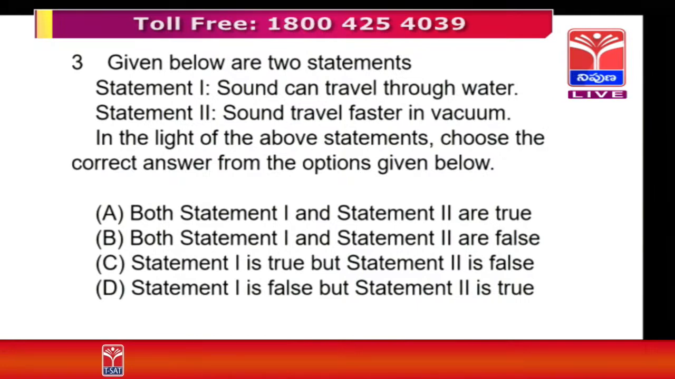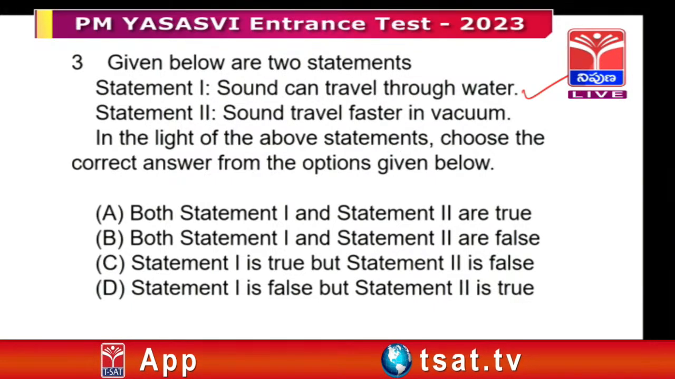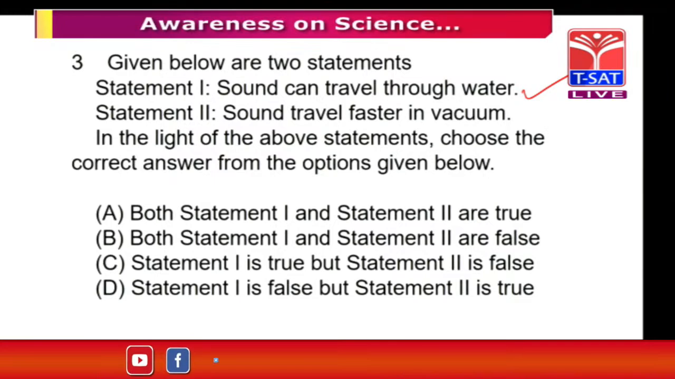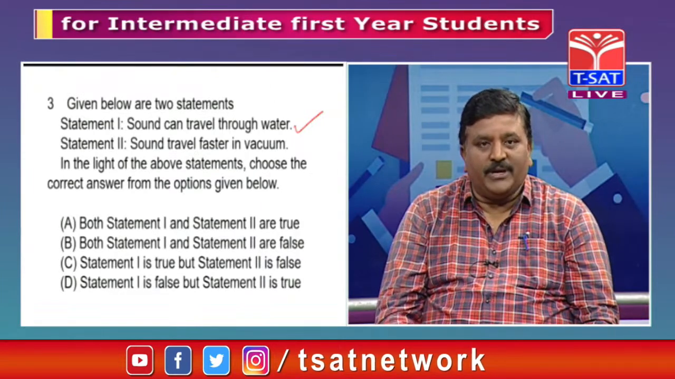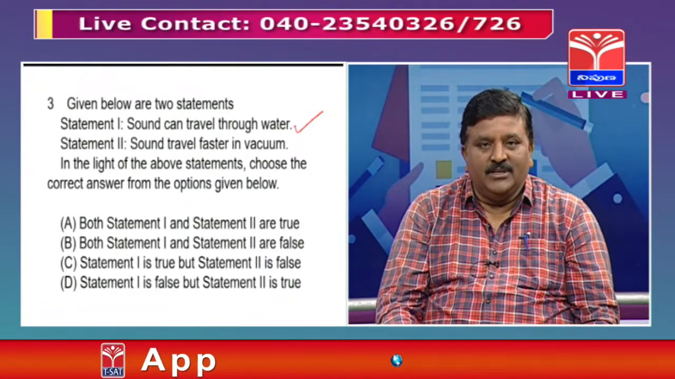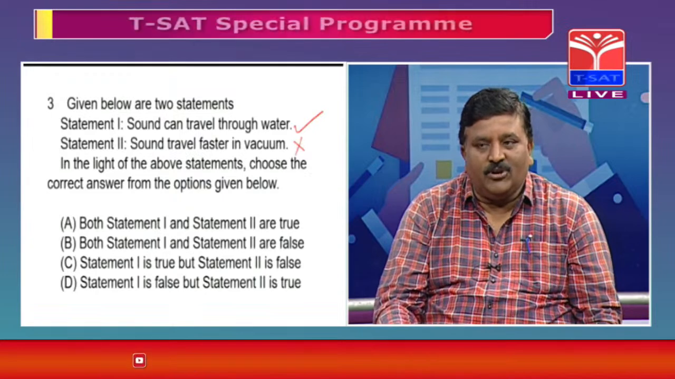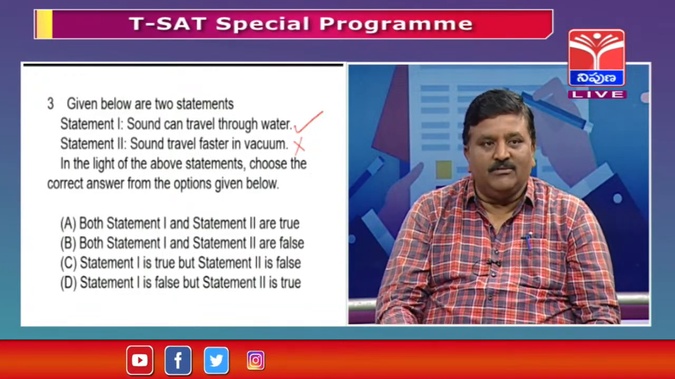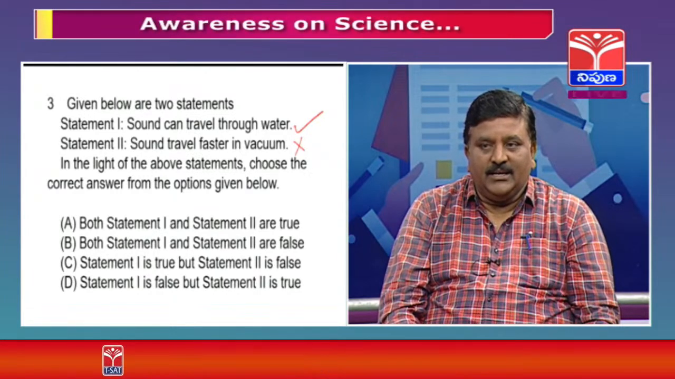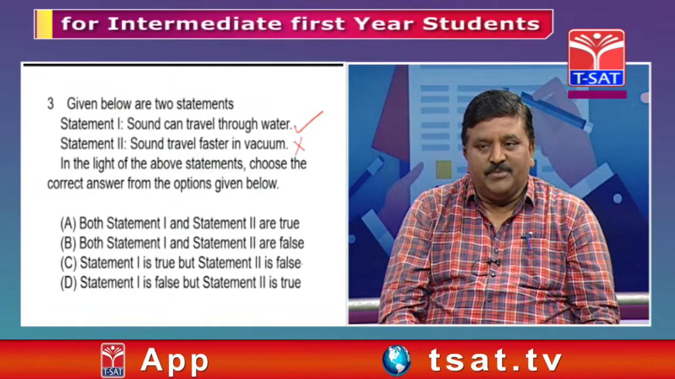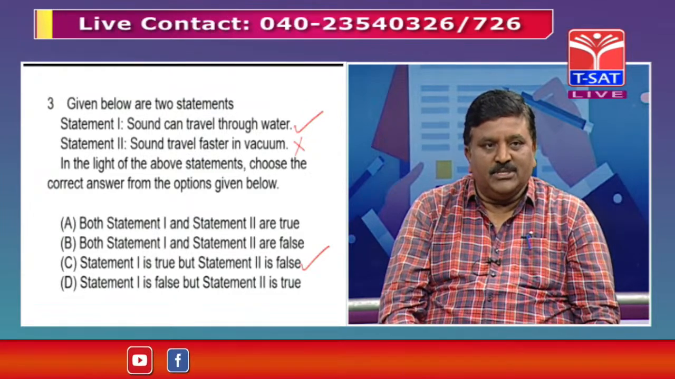Next, let us see statement 2. Sound travels faster in vacuum. So, what is vacuum? Vacuum means there is no medium. There is no medium in the vacuum, and sound requires a medium to travel or propagate. Vacuum is not a medium, so it can't travel through the vacuum. Sound never travels in a vacuum, and the statement that sound travels faster in vacuum is incorrect. So, statement 1 is right and statement 2 is incorrect. Statement 1 is true but statement 2 is false.